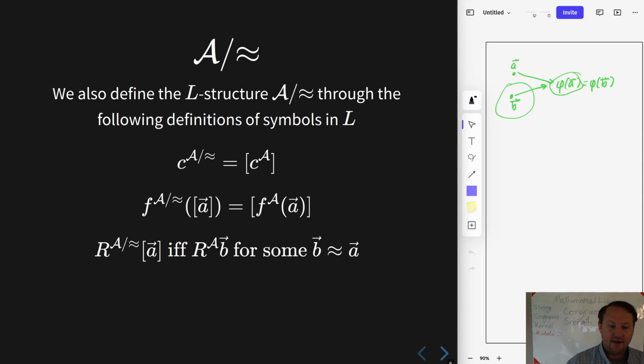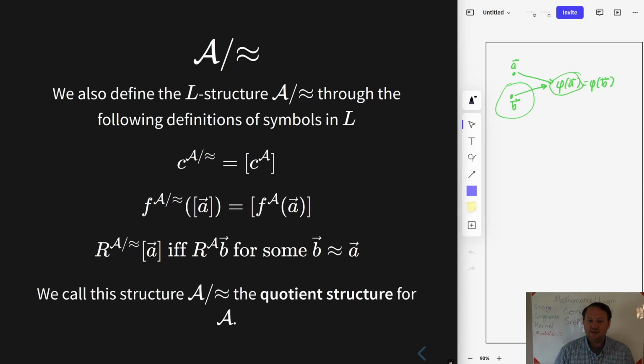Likewise, we have this definition: if you take the function symbol interpreted in the quotient structure, its argument must be an equivalence class. So we imagine any arbitrary equivalence class of a vector A. And what will it be? Well, you simply take the denotation of the function symbol in the original structure on the original vector A and find its equivalence class. And likewise, there's another statement for the relationship symbol. This is how we define the quotient structure, and we write it with this script A slash wavy equal sign.